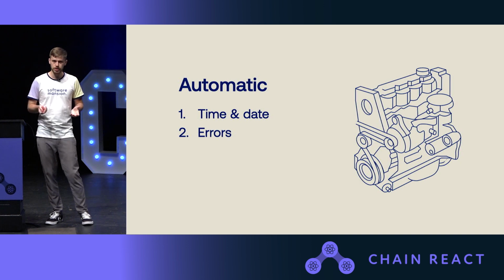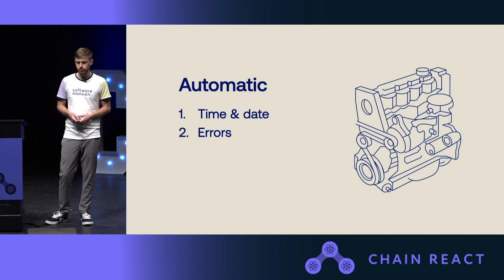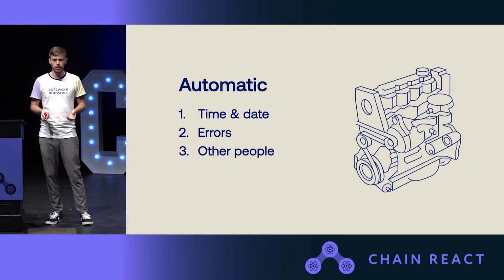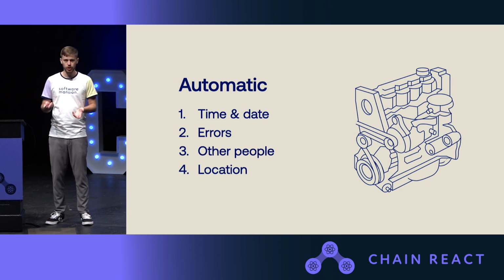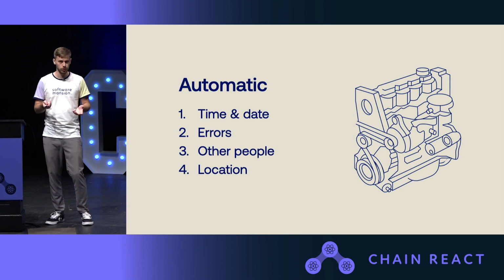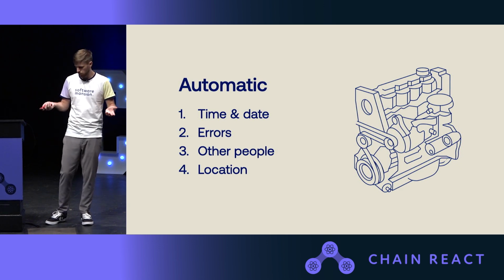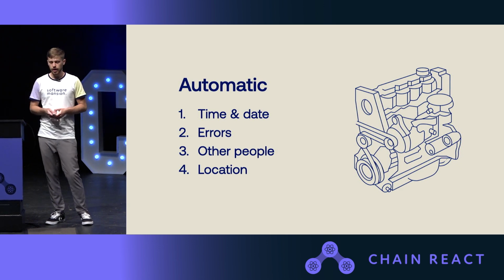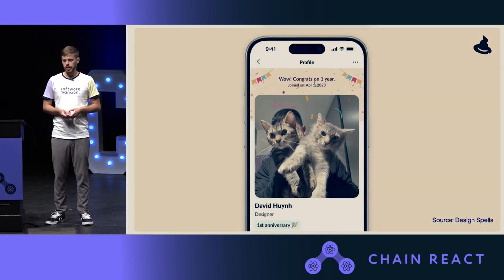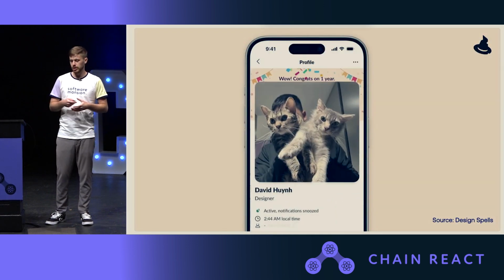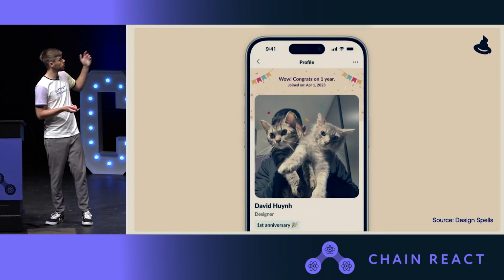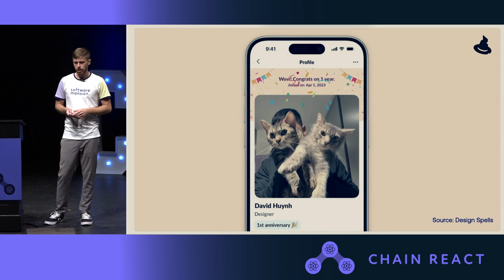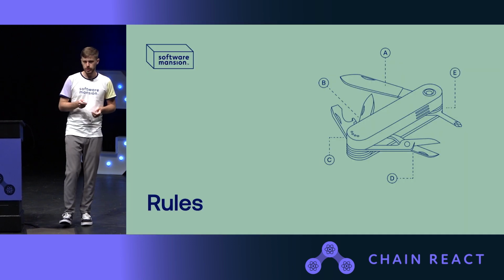Another one would be errors, something went wrong, OK? Other people, someone messaged you, that's also an automatic trigger. And location. So for example, your DoorDash delivery is nearby, right? Cool. And a good example about this is Slack on your anniversary shows you a confetti on your profile. Cool, harmless, very cool.